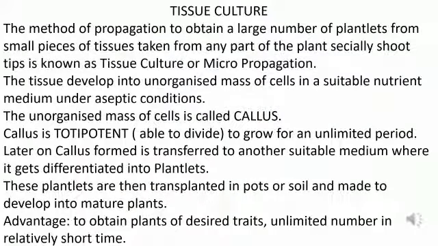Next one is tissue culture. This method is called micropropagation also, because it is used in a miniature form. So many plants can be produced in small test tubes. And what is the main feature behind it? The main principle behind this is that every plant cell has a high dividing capacity, that is called totipotency. So based on that, this idea is developed.